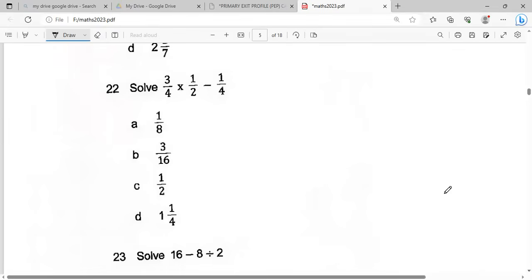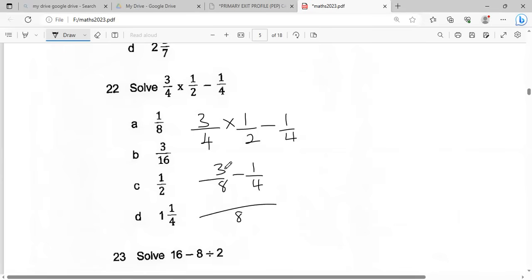It says solve 3/4 times a half. So let's go. All right, so we multiply first. So 3 times 1 is 3 and 4 times 2 is 8. So minus 1/4. Now once we're subtracting or adding, we have to find the LCM. So LCM would be 8. 8 into itself 1, multiply by this, which gives us 3. 4 into that 2, or multiply by this, so that gives us 2. So that's 1 over 8.